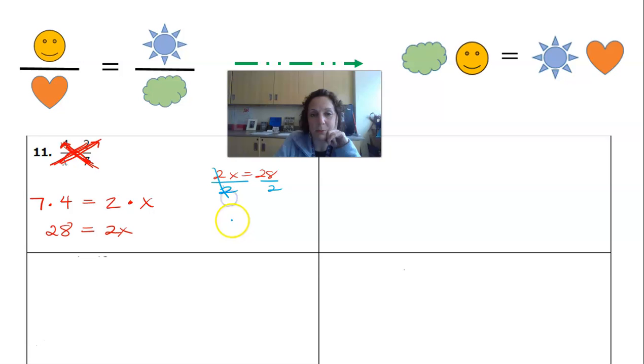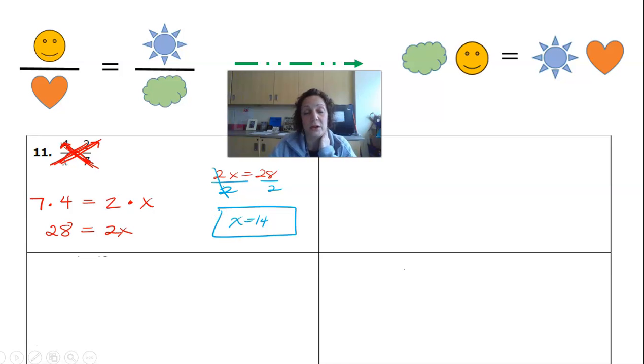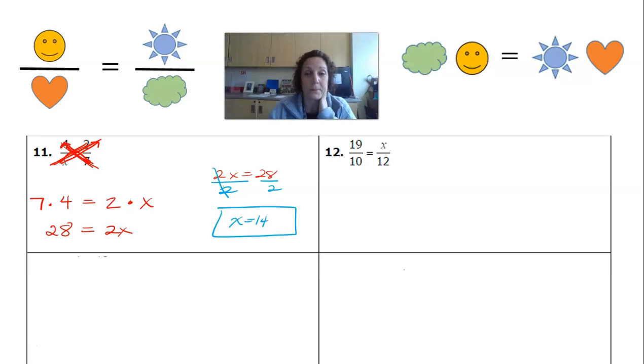So divide by 2 on both sides. 28 divided by 2 is 14. It's like a really nice, straightforward proportion problem. So I have a single fraction on the left, a single fraction on the right. Do a crisscross. Okay, this one is for you, number 12. Let me move my floating head. This one is for you. Try this one.